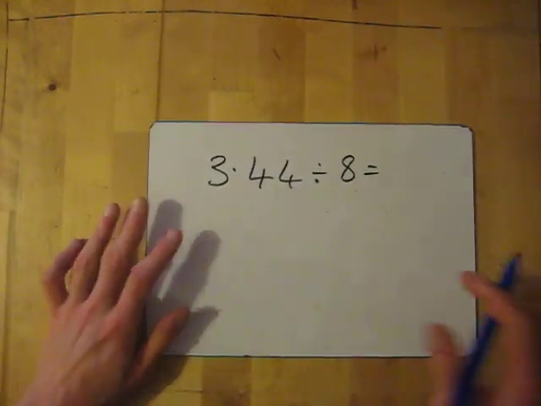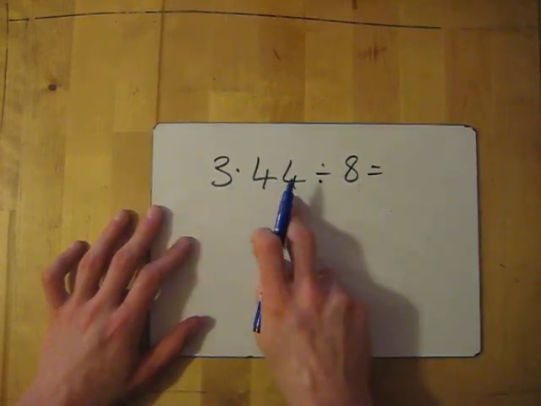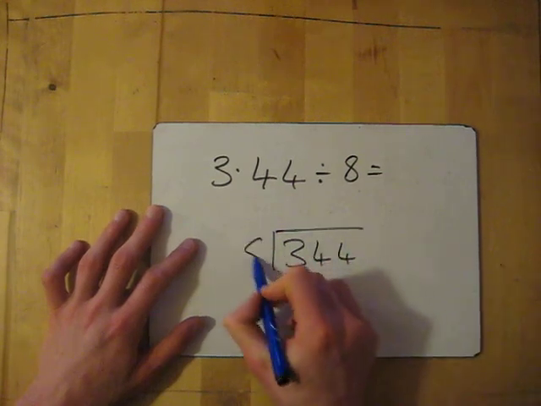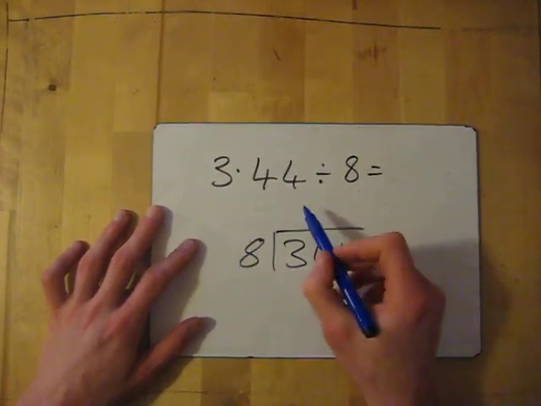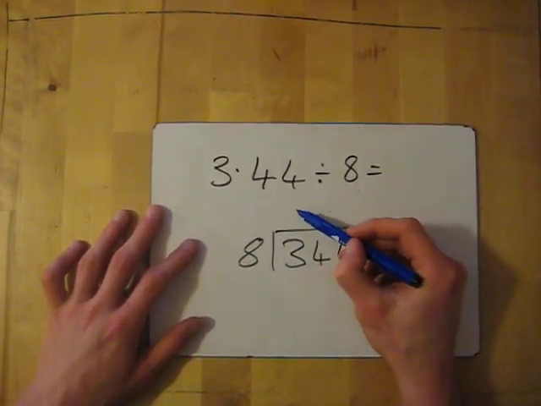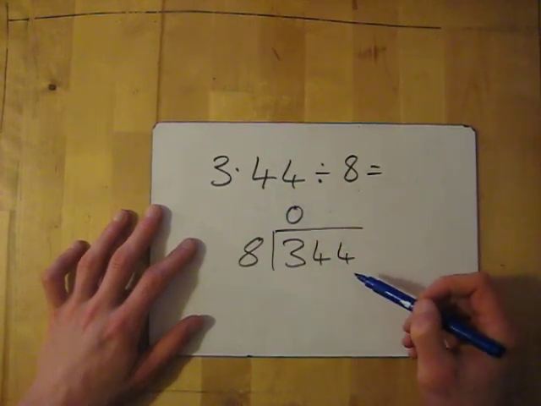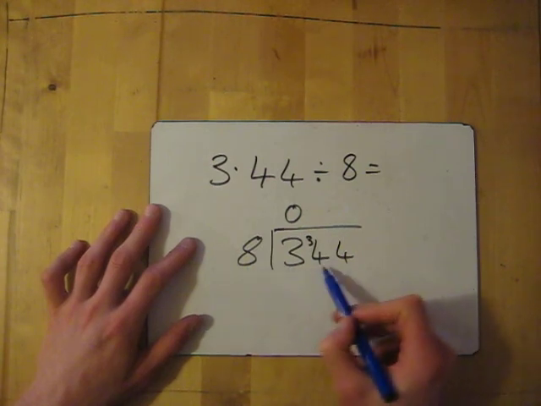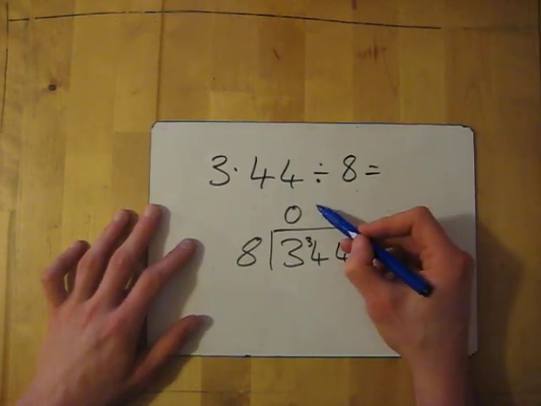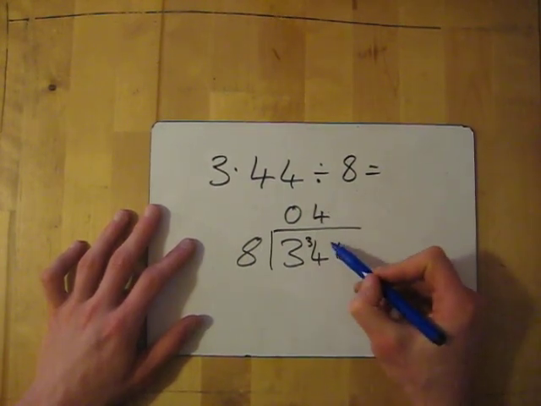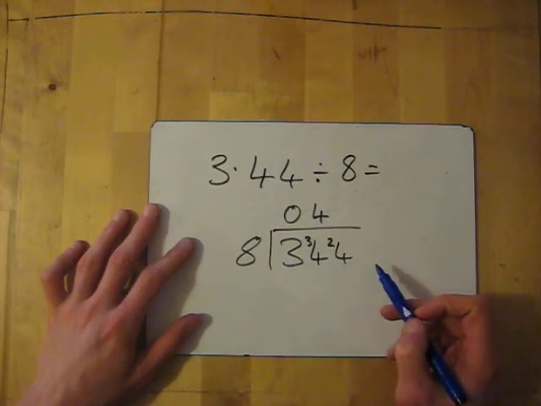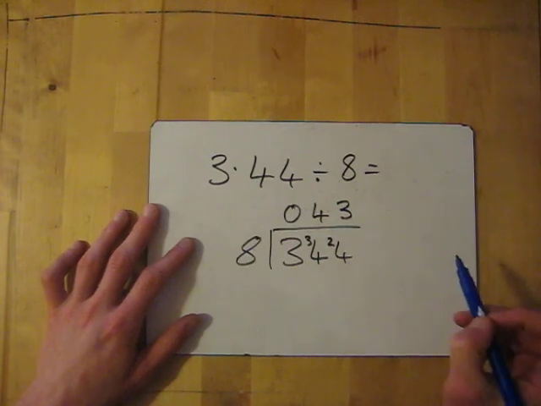Let's have another go. So 3.44 divided by 8. I'm going to forget about the decimal. So 344 divided by 8. How many times does it fit in? What's left over? How many times does it fit in the 3? It doesn't fit in. What's left over? There's 3 left over. How many times does 8 fit into 34? It fits in 4 times with 2 left over. How many times does 8 fit into 24? Fits in 3 times. Okay?